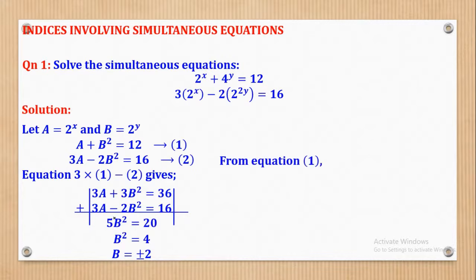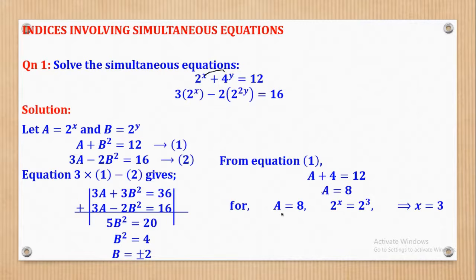Now from equation 1, I'm able to get the value of a. Substitute for this b here, it will become a to the power a plus 4 is equal to 12. Therefore, a is equal to 8. But remember, these a and b, we are the ones who introduced them. The value they want is for x and y.